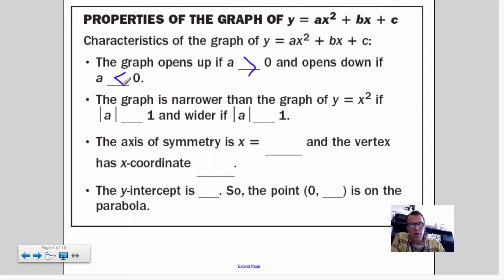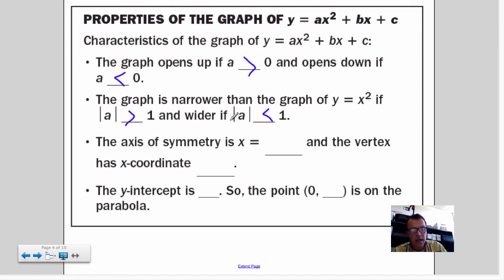The graph is narrow if I put a number greater than 1, right? Like a 2, just like in the last example. And it's wider if the number is less than 1 and greater than 0. Another way to write that is the absolute value of a is less than 1. So a half would make this parabola wider. A third, 2/3, 2/5. Lots of nice fractions.